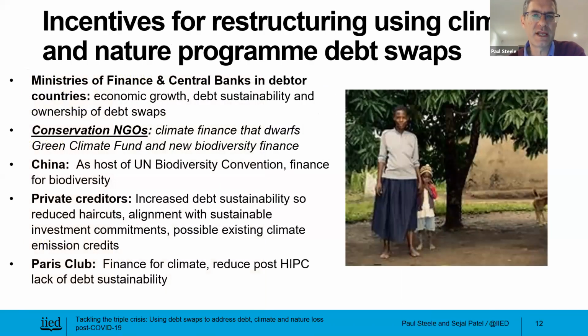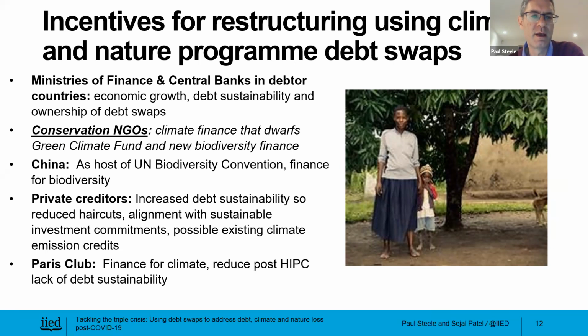So what are some of the incentives for restructuring using climate and nature program debt swaps? What would the different stakeholders get out of it? First of all, ministries of finance and central banks in debtor countries would get hopefully economic growth generated from their investments in climate and nature. This would improve debt sustainability and also, through use of budget support, increase the ownership of debt swaps. Conservation NGOs would get access to climate finance that dwarfs the Green Climate Fund and also new biodiversity finance.